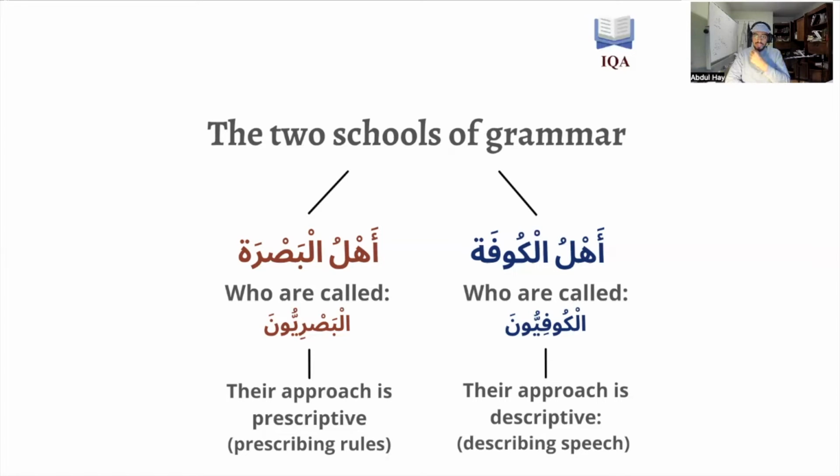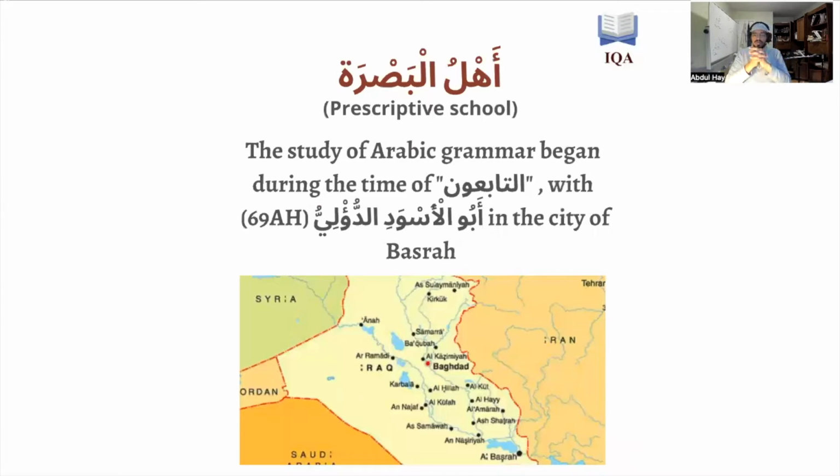So let's start with the school of Basra, because the school of Basra is the oldest school. So Ahl al-Basra, the prescriptive school, if you will: the study of Arabic grammar began during the time of the Tabi'un with Abu Aswad al-Du'ali in the city of Basra. Basra, as you can see, is at the bottom here, close to the Iranian border, and obviously Kuwait would be somewhere around down here. So that is where Basra is.